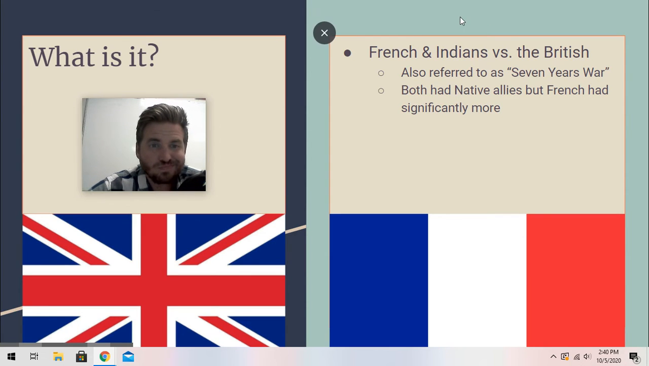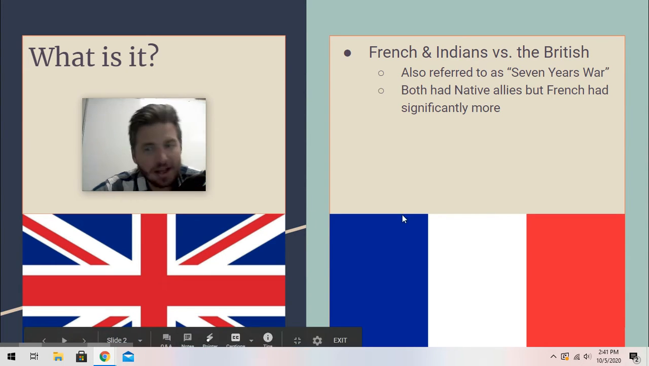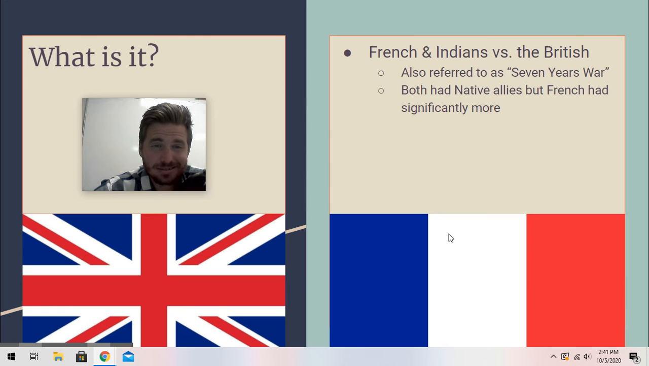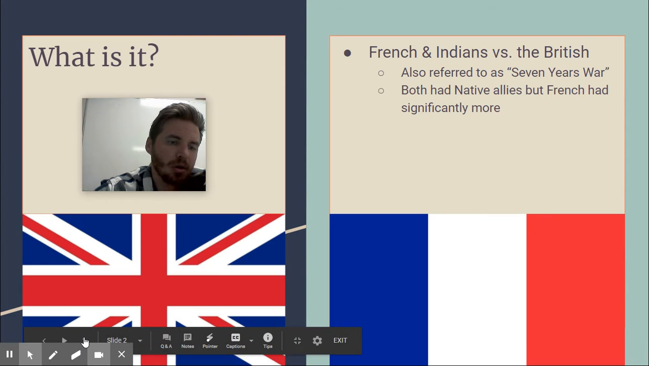Just for clarity's sake, this flag is the British flag. This flag is the French. Also, I just want to remind you that I am going to use British and English interchangeably, so know that I'm talking about the same place. All right, let's go to our next slide.